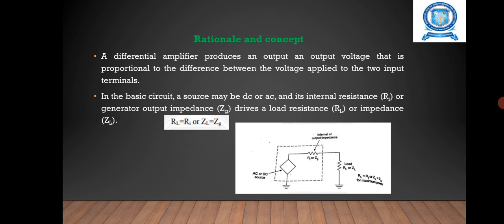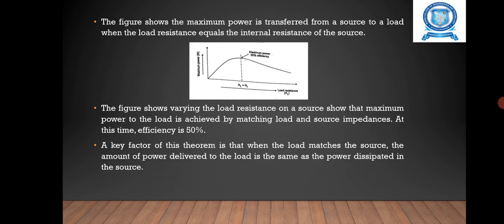Here the maximum power is transferred from a source to a load when the load resistance equals the internal resistance of the source. Varying the load resistance on a source shows that the maximum amount of power to the load is achieved by matching the load and the source impedances. Here it shows the performance curve also.